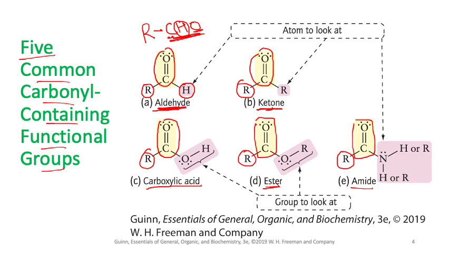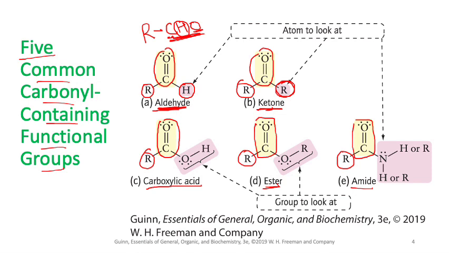Let's talk about the ketone. In the ketone, the 4th bond on the carbon is again an R group, which is a carbon chain or an aromatic chain. So if you have on the carbonyl group both sides attached to an R group, that means we have a ketone.